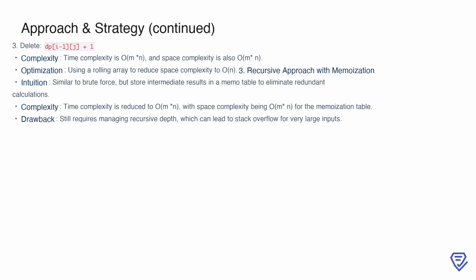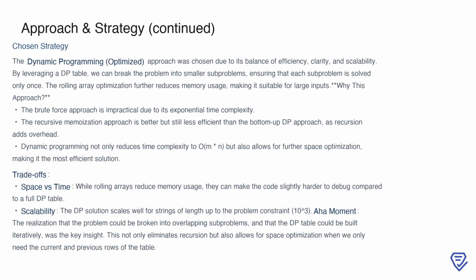With very large inputs, the recursive stack can become too deep, potentially leading to stack overflow. These considerations make dynamic programming a more robust solution. The dynamic programming approach, especially with space optimization using a rolling array, was ultimately chosen as the best strategy due to its efficiency, clarity, and scalability.